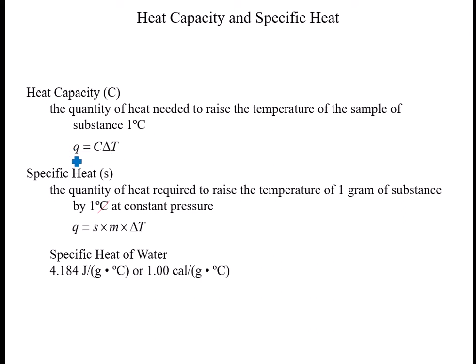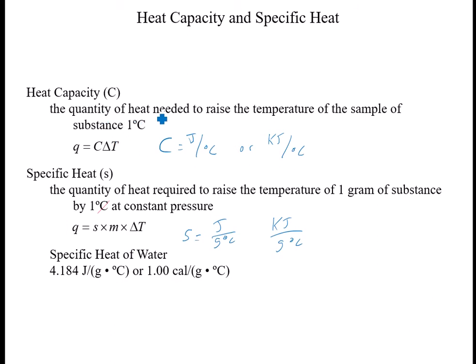You notice that Q, which is heat, is for both of them. One is C times delta T, the other is S M, which is mass, times delta T. So the way that you could tell inside a problem is C has the units of joules per degree C or kilojoules per degree C, and S has the units of joules per gram degree C, or again kilojoules per gram degree C. So this one does not take into account the amount of material that's present, and this one does take into account the amount of material that is present.